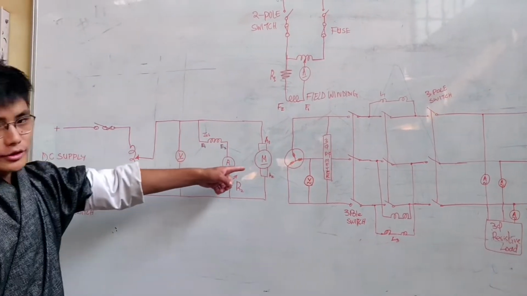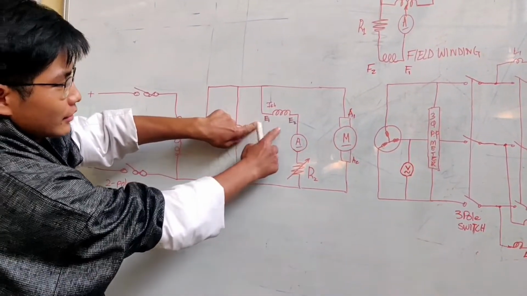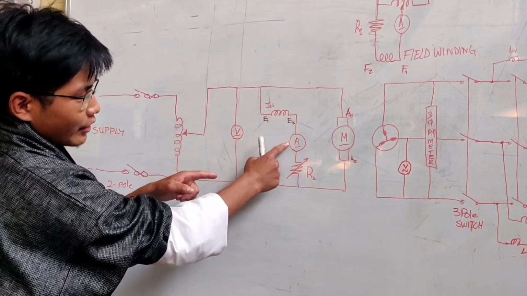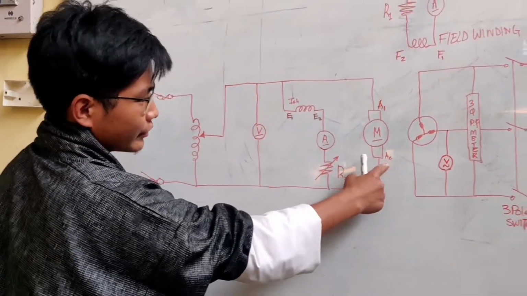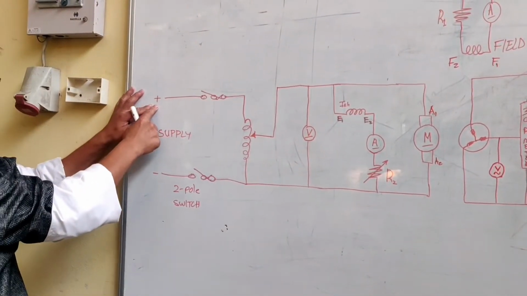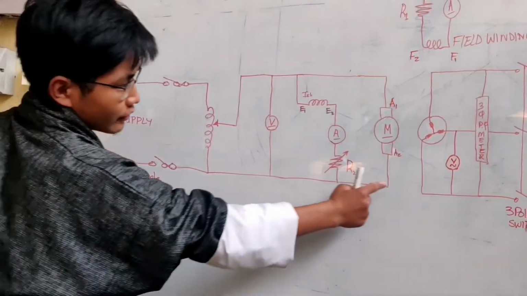This is the circuit diagram for the motor side. The terminal A1 is connected to E1. From E2, it is connected to an ammeter, to resistor R2, and R2 back to terminal A2. The positive terminal is connected at A1 and the negative terminal is connected at A2.